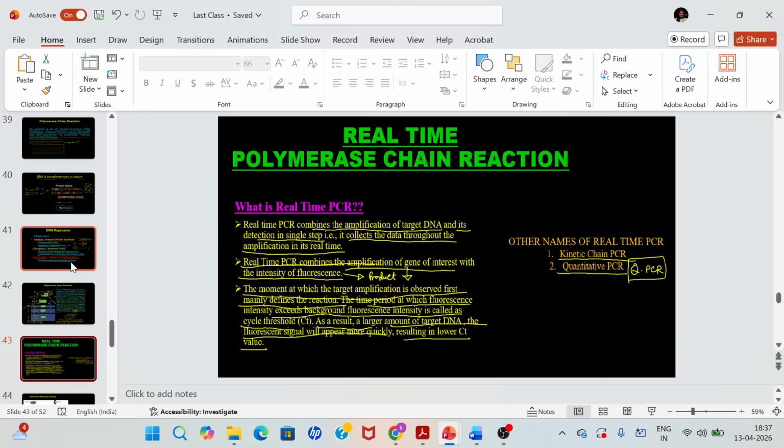Next is the real-time polymerase chain reaction. Real-time PCR combines the amplification of target DNA and its detection in a single step, and collects the data throughout the amplification itself. Okay. Real-time PCR combines the amplification of the gene of interest with the intensity of fluorescence, just to see the fluorescence. Many such experiments are done, and RT-PCR is the one which will tell you then and there if your gene has amplified or not.